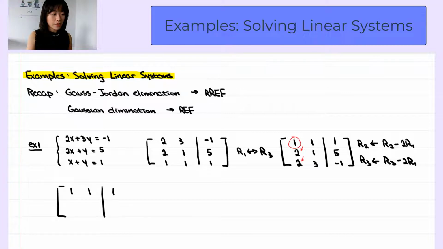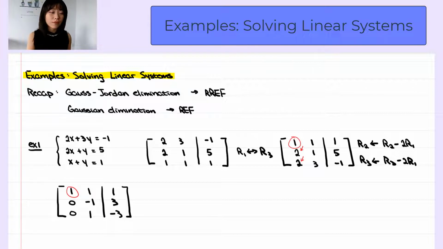First row remains the same. Second row is now 0, and 1 minus 2 times 1, that is negative 1, and 5 minus 2 times 1, that is 3. And the third row is 0, and 3 minus 2 times 1, that is 1, and negative 1 minus 2 times 1, that is negative 3. So now we have our first pivot, and in this column, all the other entries are 0.